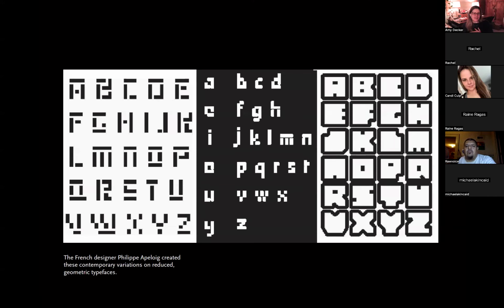So the French designer Philippe Apeloig created contemporary versions on reduced geometric typefaces. So lots of people were looking at this not only for the reason of the computer, which the last two examples were, but now just looking at how we can get a more minimal typeface, looking at more modular systems for design's sake, just to be unique, to be interesting.